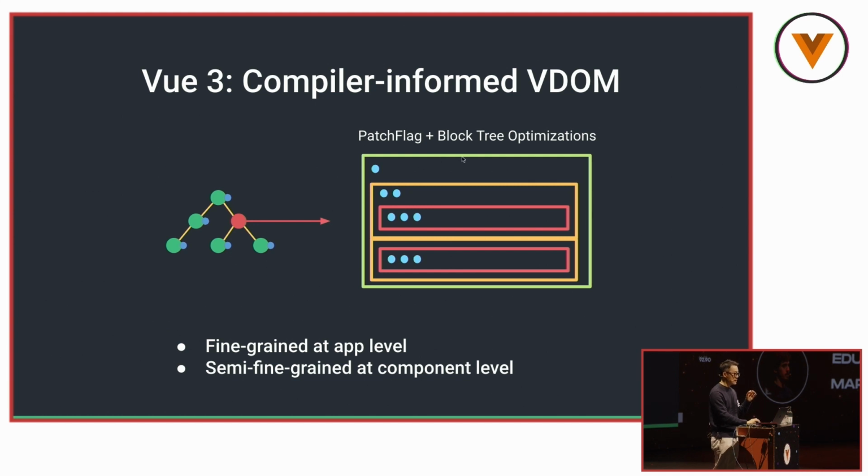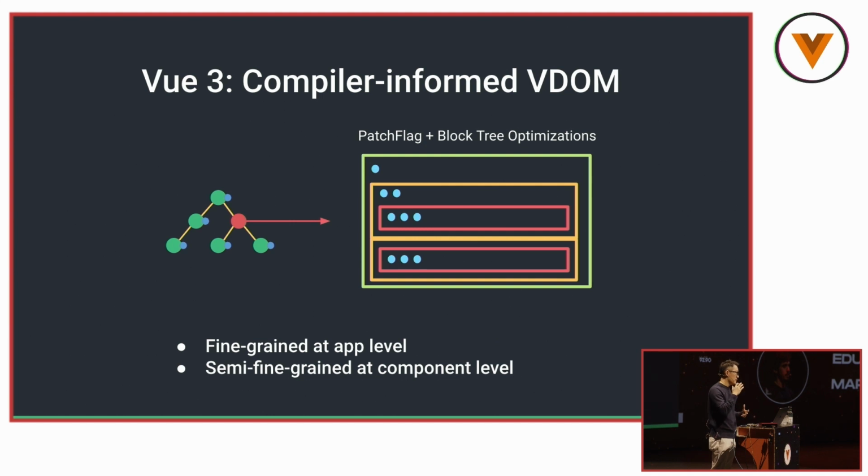And the second is called block tree optimizations. So we divide a template into nested blocks at v-if and v-for level. So these are structural directives. And inside each block, the node structure is known to be stable. So we just flatten all the dynamic bindings inside each block. So essentially, previously, when you traverse a whole virtual DOM tree, you may have to traverse like 20 levels deep, where you have to do like 100 nodes. But with block tree, you can theoretically compress it to make the traversal cost proportional to how many dynamic bindings there are in the template. So this makes it semi-fine-grained at the component level.